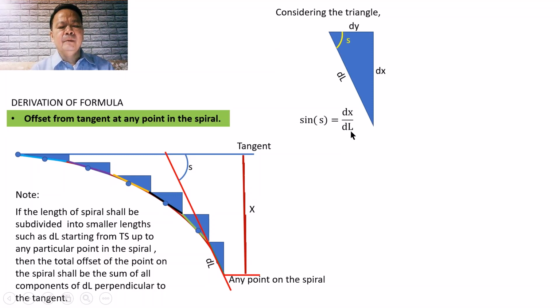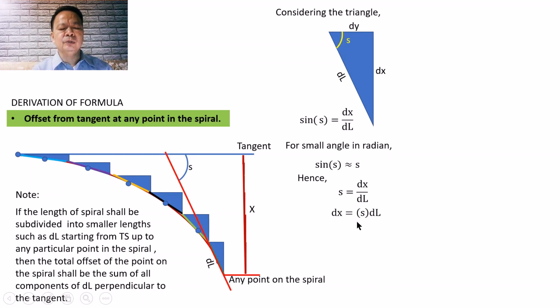But if S is very, very small, and if S is expressed in terms of radian, then for a small angle in radian, we say that the sine of that angle is approximately the same as the angle in radian. So if this will be substituted here, our equation will become S equal to dx over dl. And what are we targeting? We are targeting this dx. So if we simplify and solve for dx, dx will be equal to the product of S multiplied by dl.